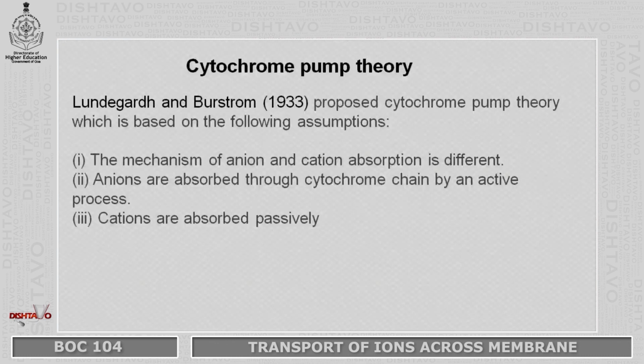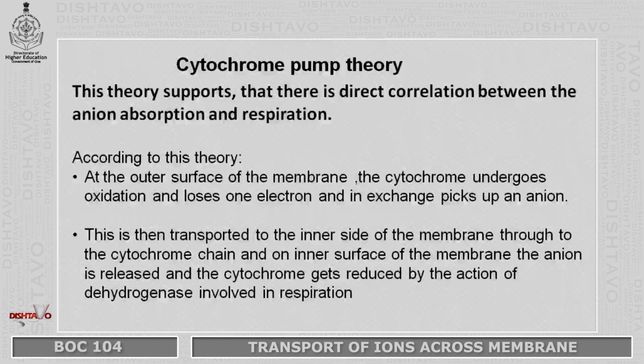Next we have the cytochrome pump theory, which is based on the following assumptions. The first one, it says that the mechanism of anion and cation absorption is different. Then second, anions are absorbed by the cytochrome chain by an active process, and third, cations are absorbed passively. According to this theory, at the outer surface of the membrane, the cytochrome undergoes oxidation, loses one electron, and in exchange picks up an anion, which is then transported to the inner side of the membrane, and on the inner surface of the membrane, the anion is released. Here, the cytochrome gets reduced by the action of dehydrogenase involved in respiration.